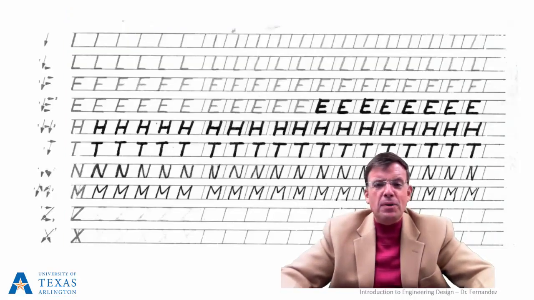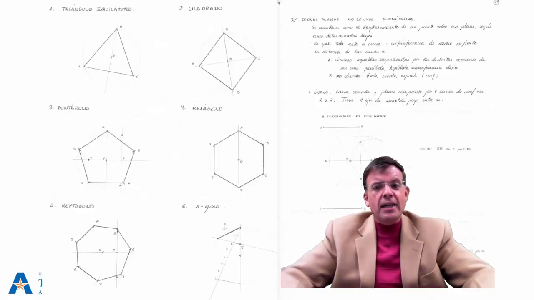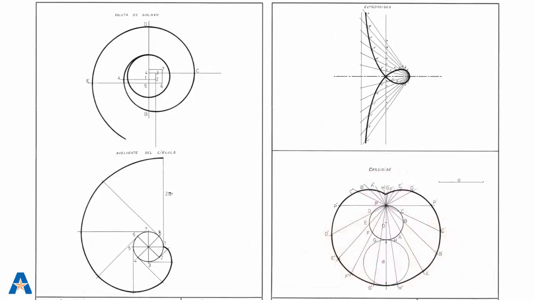Right. Here's an example of the lettering that every engineer had to learn how to do. And I'll just walk you through some examples, things that I had to do back in my early years. That's an example on the screen of an exercise in descriptive geometry, generating the true view out of two oblique views of a surface.